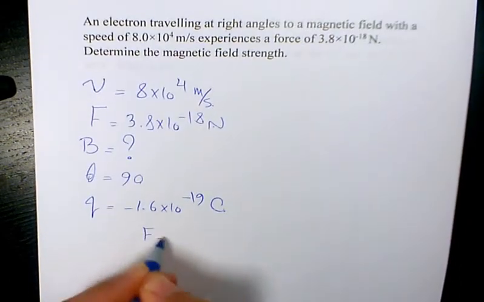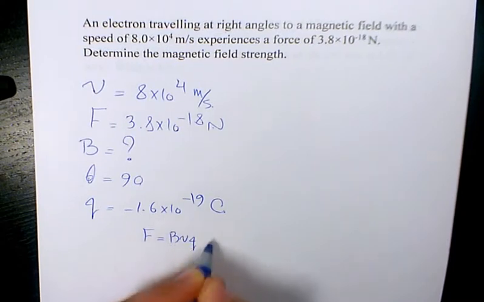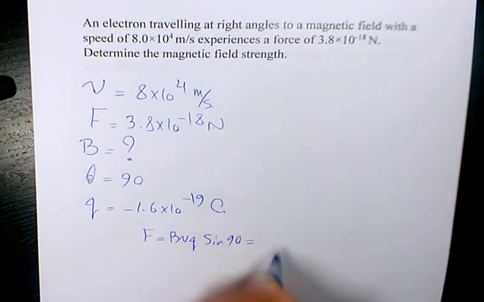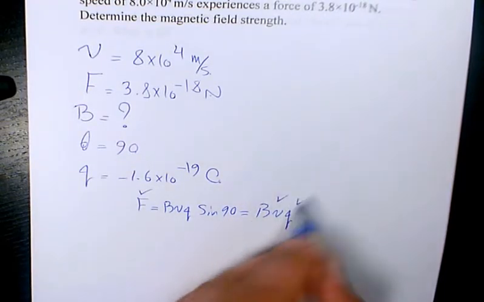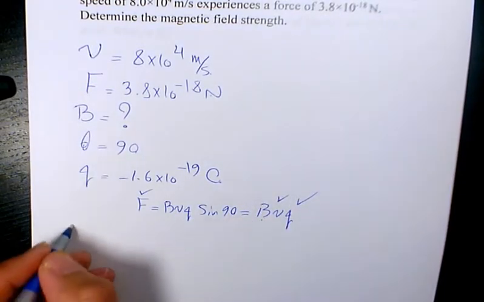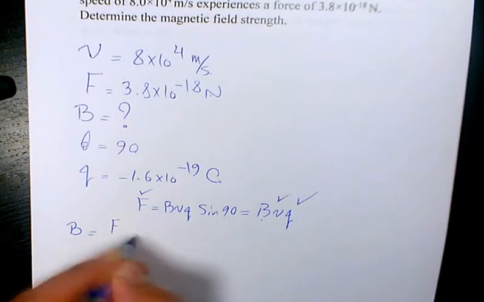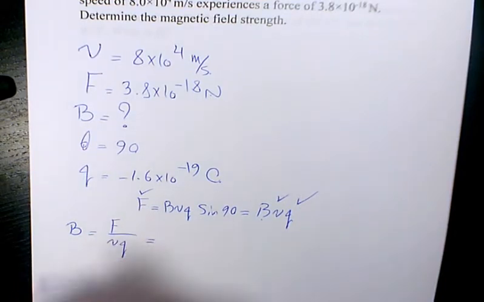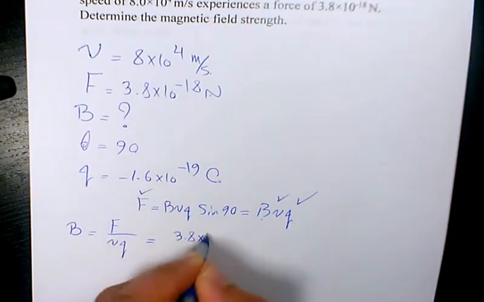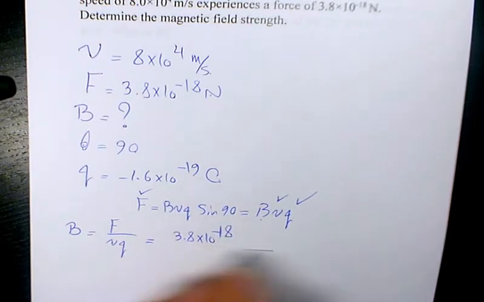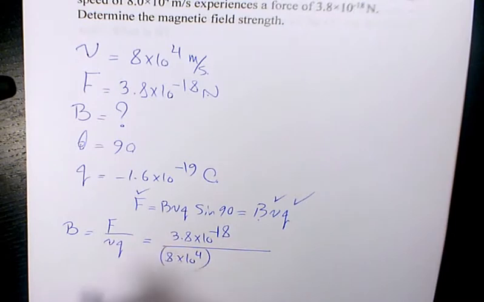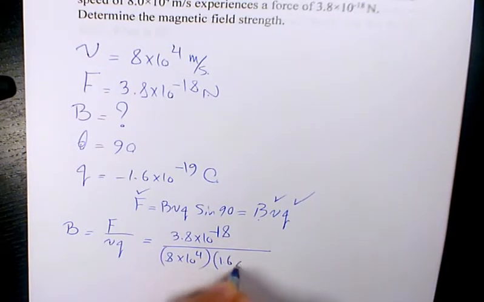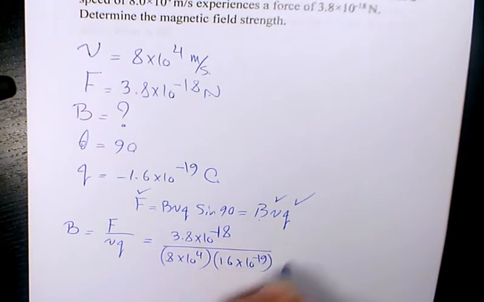So F equals BVQ sine 90, which is going to be BVQ. F is given, V is given, Q is given. We need to find B. So B equals F divided by VQ. F is 3.8 times 10 to the power of negative 18, divided by V, which is 8 times 10 to the power of 4, times Q, which is 1.6 times 10 to the power of negative 19.